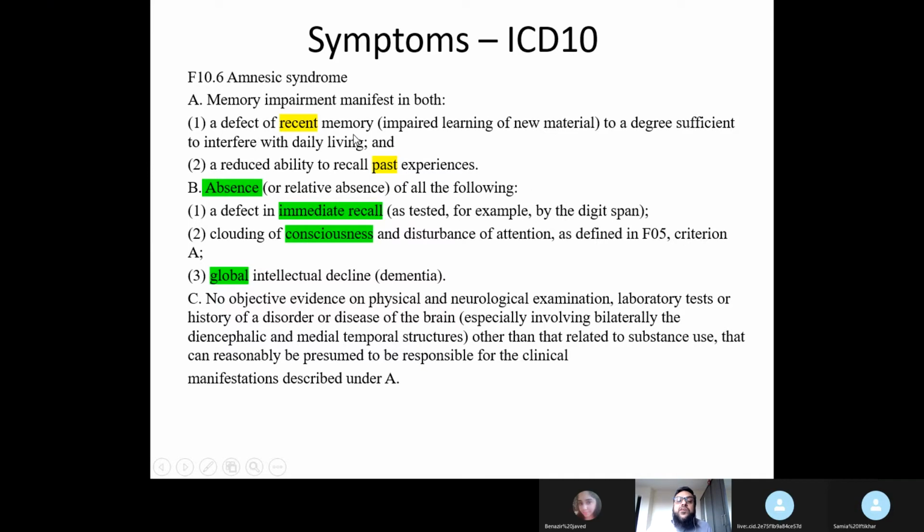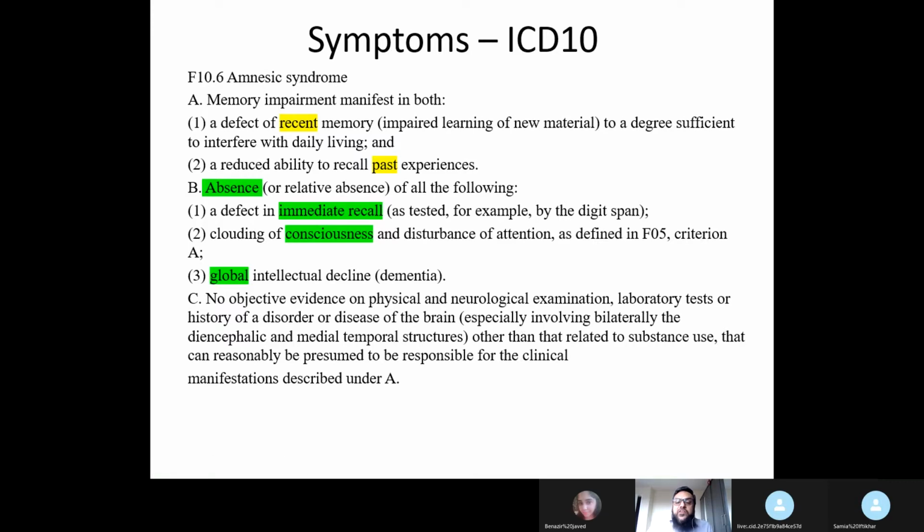So when it is pure anterograde and retrograde amnesia, which may also incorporate confabulation, and that amnesia interferes with daily living, that's what we call amnesic syndrome. So criterion A is the most important. The B is absence, so all other things should be normal.